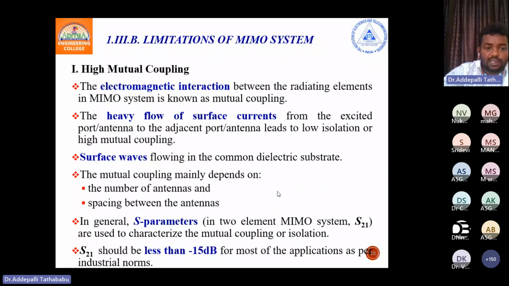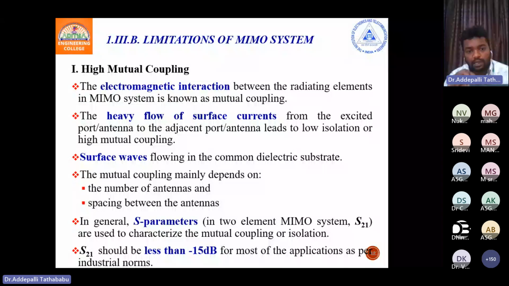What are the major factors that influence mutual coupling? One is surface currents, another is surface waves, and the third is free space radiation. If you take one antenna, surface currents always flow on the conducting materials. A microstrip patch consists of three parts: the top layer and the bottom layer, with a substrate in between. The top layer is a conductor, the bottom layer is a conductor, and the middle one is the substrate, the dielectric medium. The surface currents always flow on the top and bottom layers, that means the conducting materials.